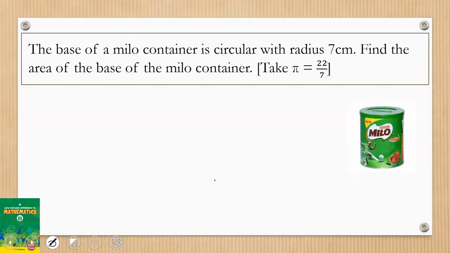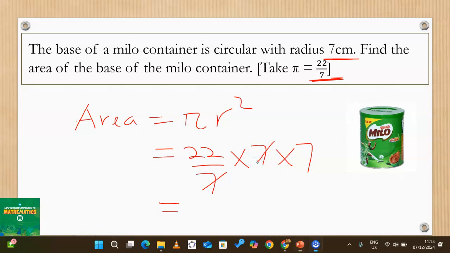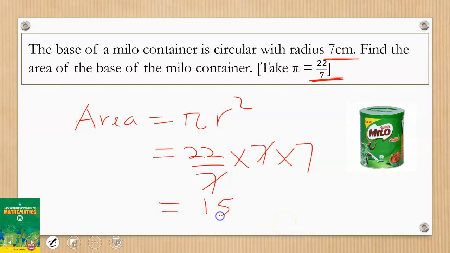Example number 1. The base of a Milo container is circular with radius 7 centimeters. Find the area of the base of the Milo container, taking pi to be 22/7. Good. So what we know already is that the area of a circle is equal to pi r squared. In this question, the radius of the circular Milo container has been given as 7. Our pi, we have to take it as 22/7. And so we can say 22 divided by 7 times the radius, which is 7 times 7, that is 7 squared. Now, with a simple cancellation, we can just divide this by that. And then we have 22 times 7, and with 22 times 7, our answer will give us 154. The unit we are dealing with is centimeters, and because it's area, we say centimeter squared, and that is the answer to the first question.